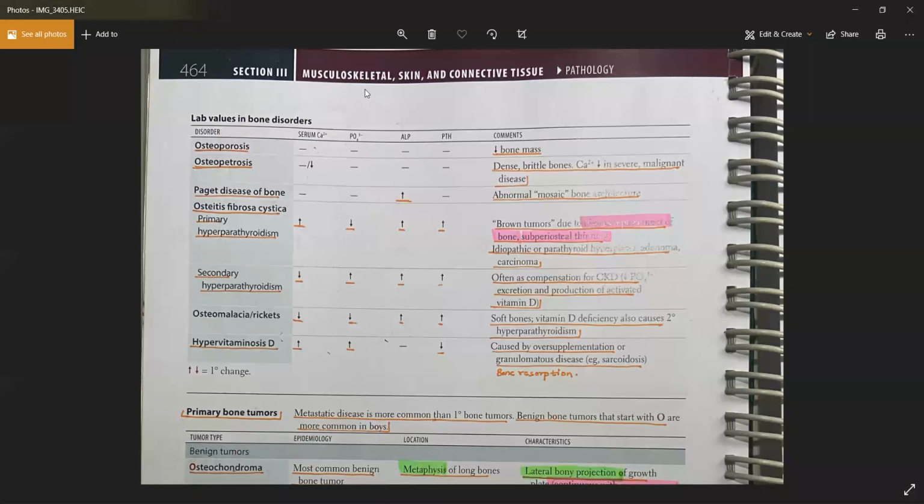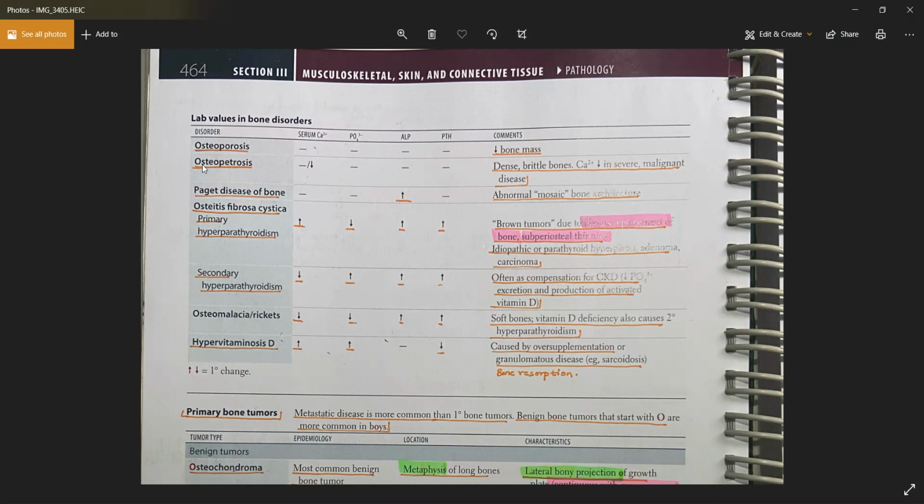Okay, now let's discuss the different lab values in different bone disorders. One is osteoporosis, and you know that the level of every hormone and every electrolyte in your body will be normal. The calcium, phosphate, alkaline phosphatase, PTH, everything is normal. But you just have a decrease in the bone mass.